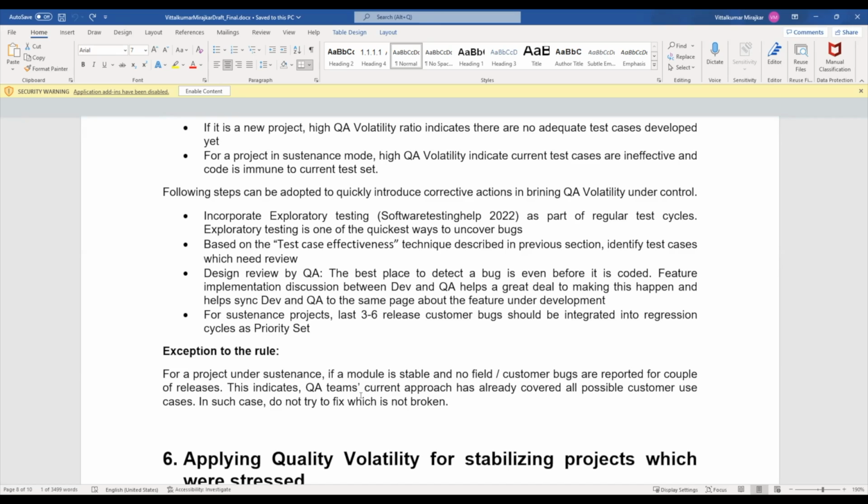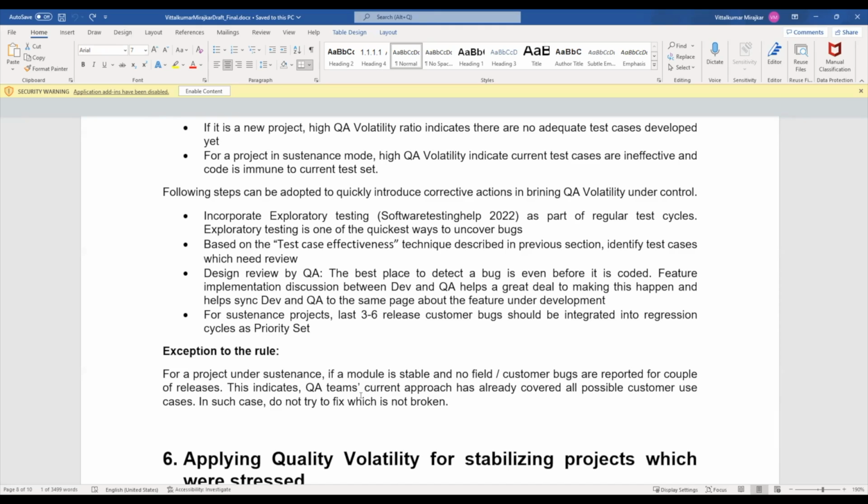This is what I was talking about. The best place to detect a bug is even before it's coded. And there is no point in having a code review if you have a faulty design or a faulty interpretation.